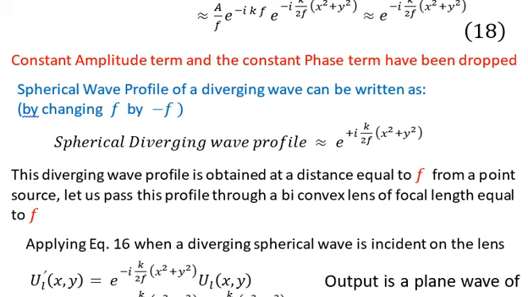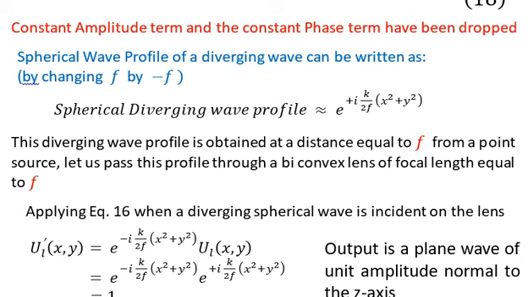The spherical wave profile of a diverging wave can be written by replacing f by minus f. So in equation number 18 we are replacing f by minus f to get the wave profile of the spherically diverging wavefront, which is e to the power plus iota k over 2f. Within the parenthesis we have x square plus y square. This diverging wave profile is obtained at a distance equal to f from a point source. Let us pass this profile through a biconvex lens of focal length equal to f.